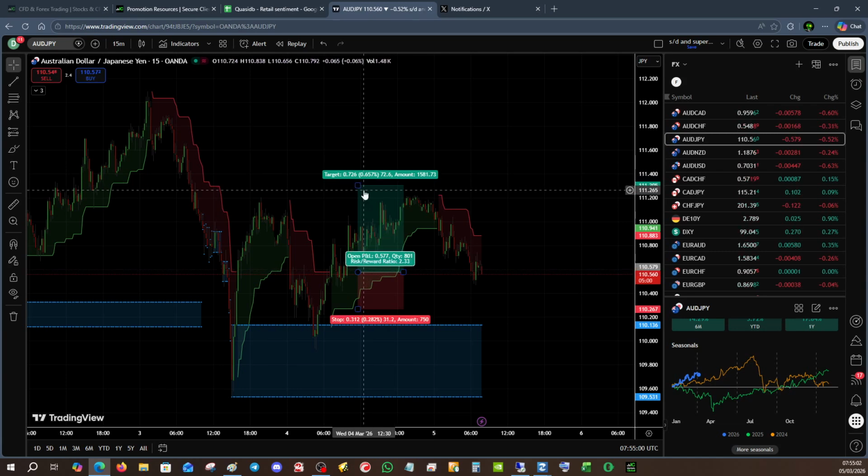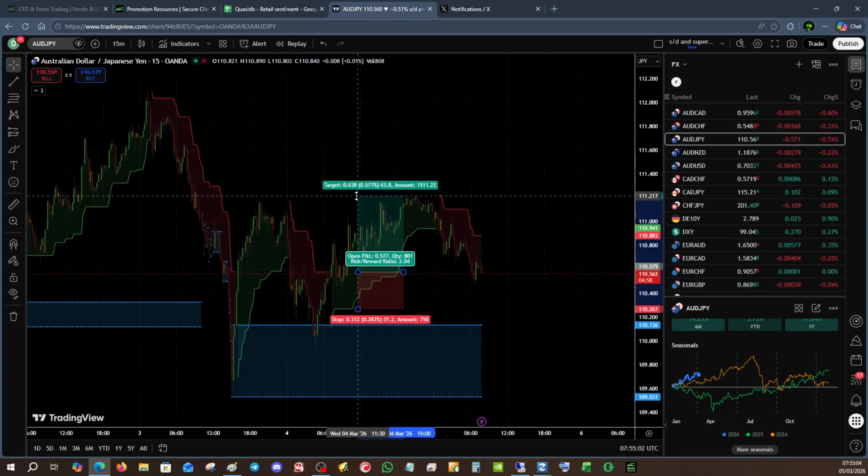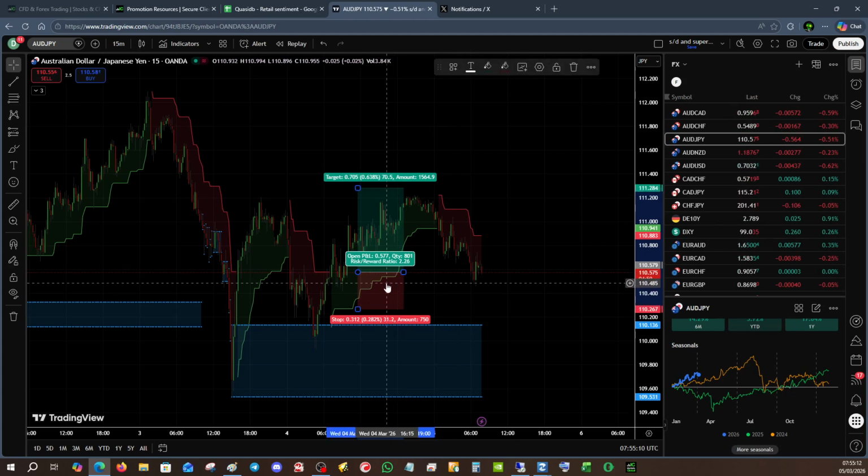Okay, we could have got a 2R out of that. The trade's still going to be at that place with that stop loss. But in hindsight, we could have got a 2R out of it, and that would have been quite nice, to be honest. And it looks like we may come to the stop loss.